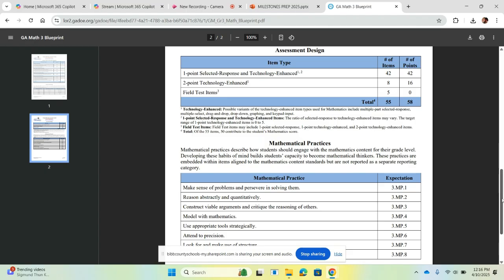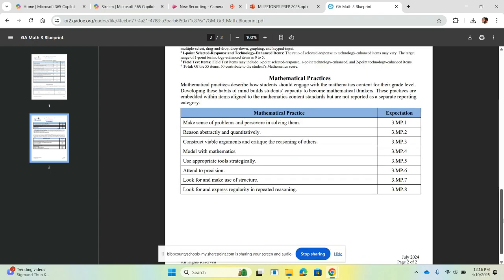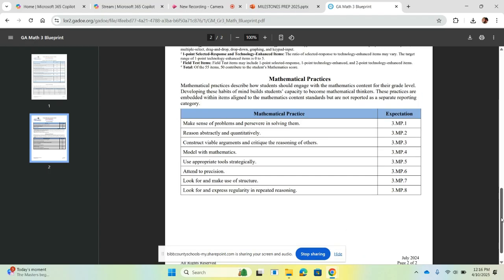Now, a lot of this year, especially with mathematics, deals with mathematical practices. I'm not the person that likes to read everything verbatim on videos or when I'm explaining to parents, but this is very important for you to understand with mathematics this year. So I'm going to take a look at this paragraph. You can see my cursor going to it right here. Mathematical practices describe how students should engage with mathematics content for their grade level. What does that mean? They're only going to be tested on third grade content.